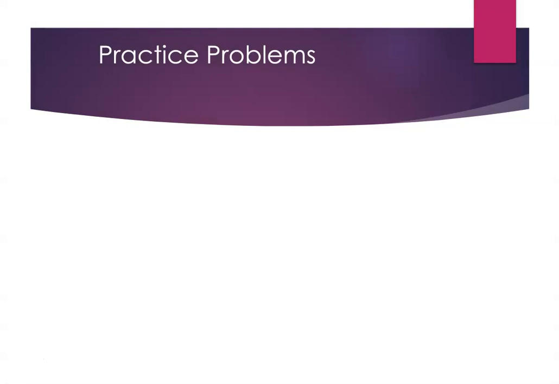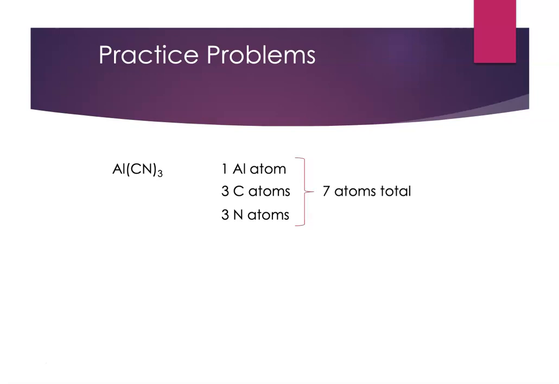All right. Let's go on and do some practice problems. So let's look at this compound. What's in it? Well, there's 1 aluminum atom, there's 3 carbon atoms, there's 3 nitrogen atoms. The subscript outside the parentheses applies to both C and N. That gives me a total of 7 atoms in 1 copy of this compound.